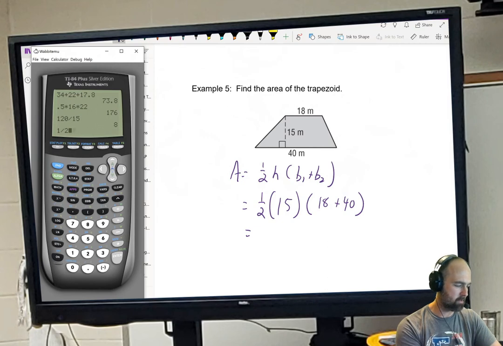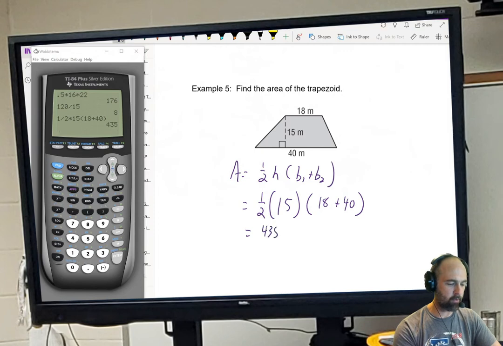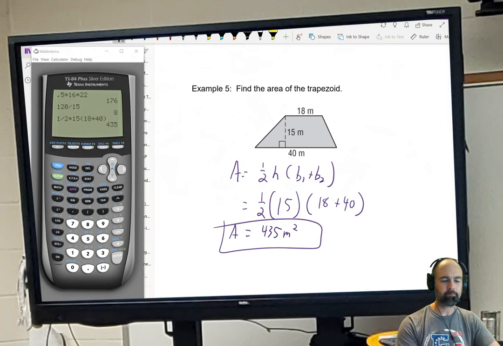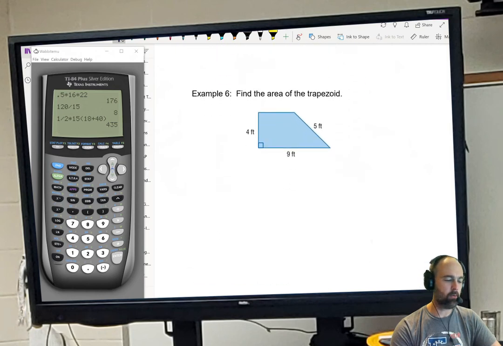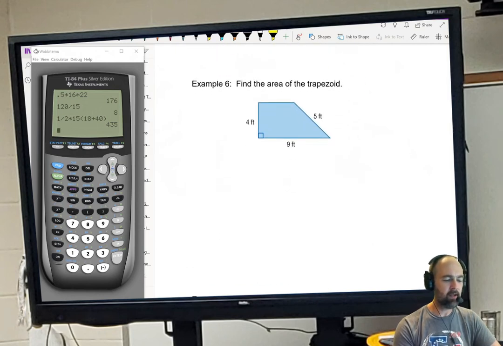1/2 times 15 times 18 plus 40, and we get 435 meters squared as my area. Make sure, if you haven't caught this yet, make sure you're putting your units on these things. Areas are always units squared, perimeters are always just units.